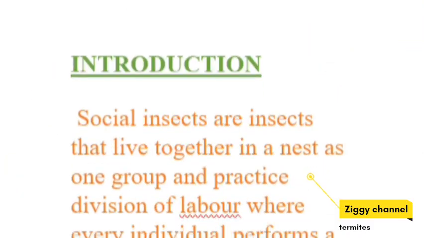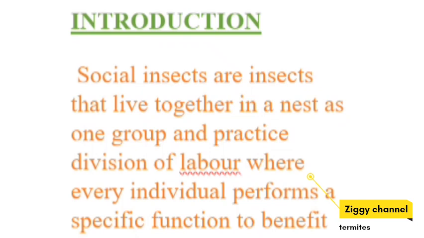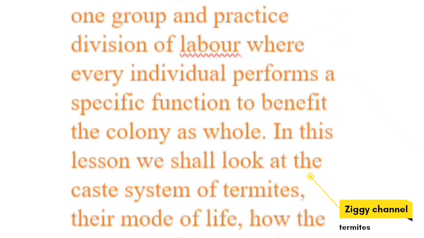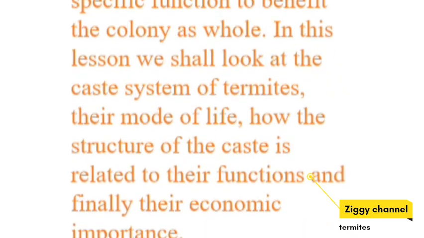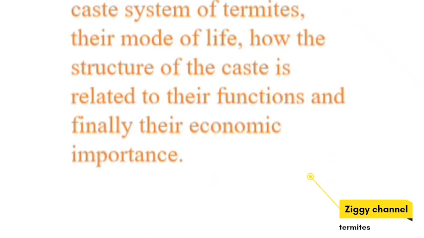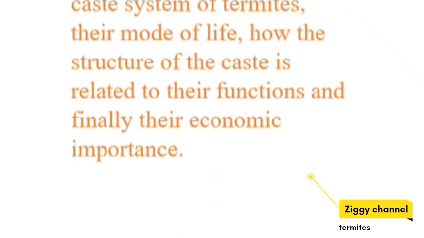Reproduction. Social insects are insects that live together in a nest as one group and practice division of labor where every individual performs a specific function to benefit the colony as a whole. In this lesson we shall look at the caste system of termites, their mode of life, how the structure of the caste is related to their functions, and finally their economic importance.